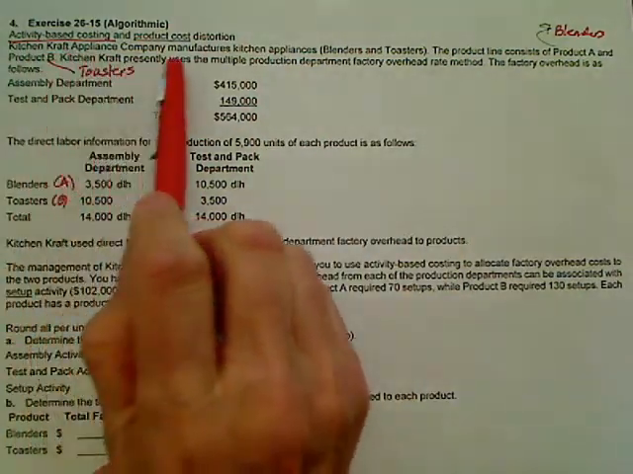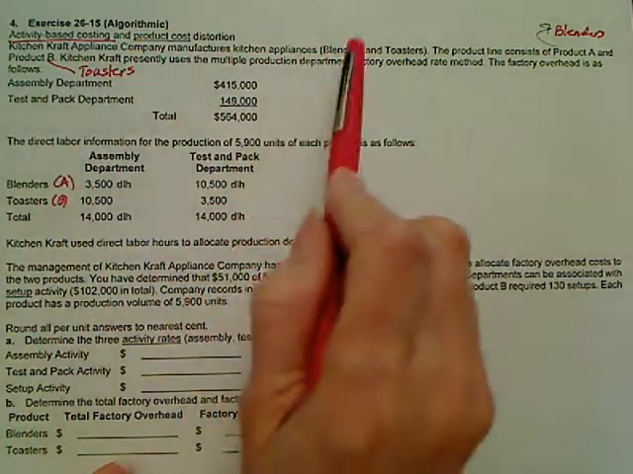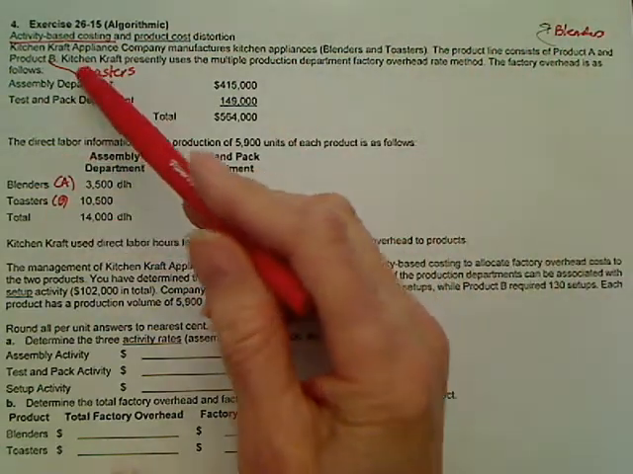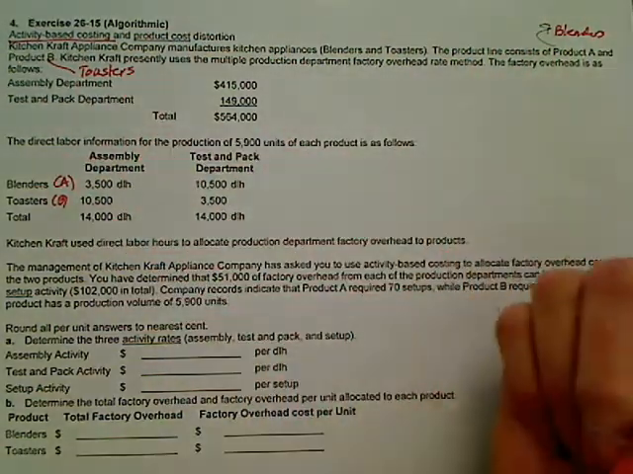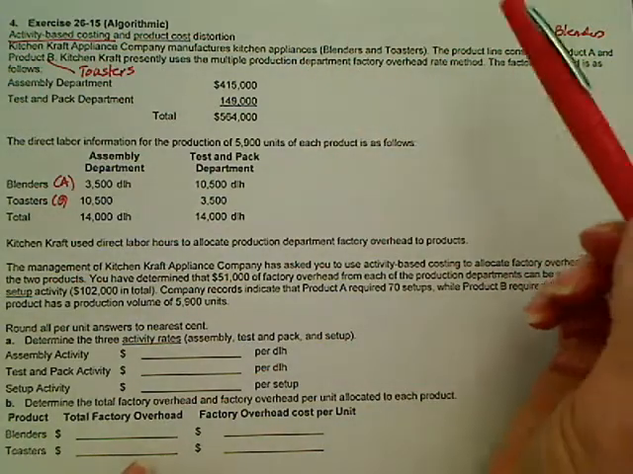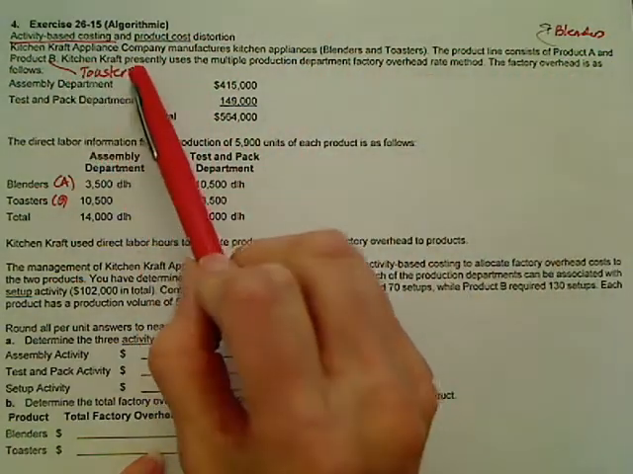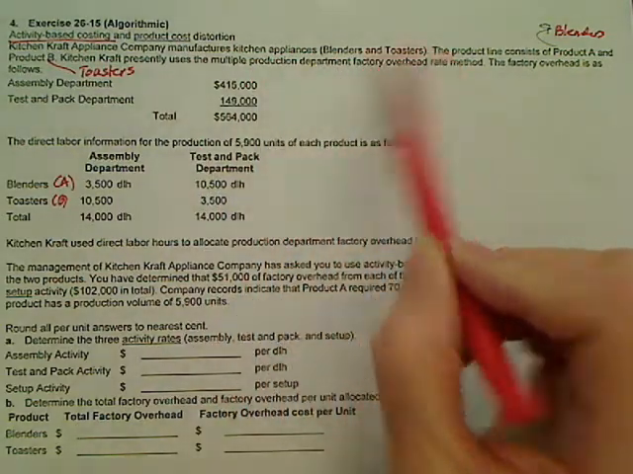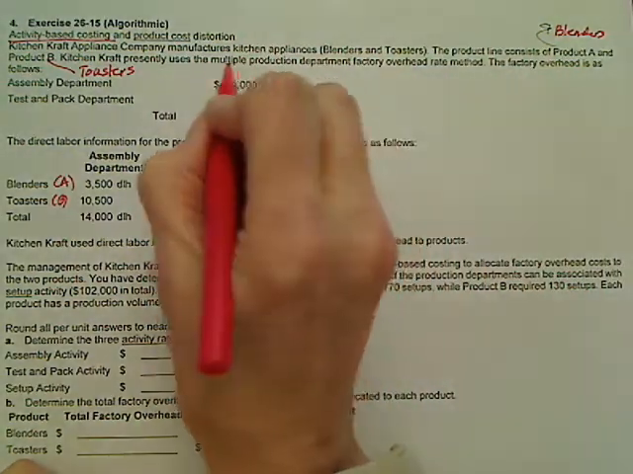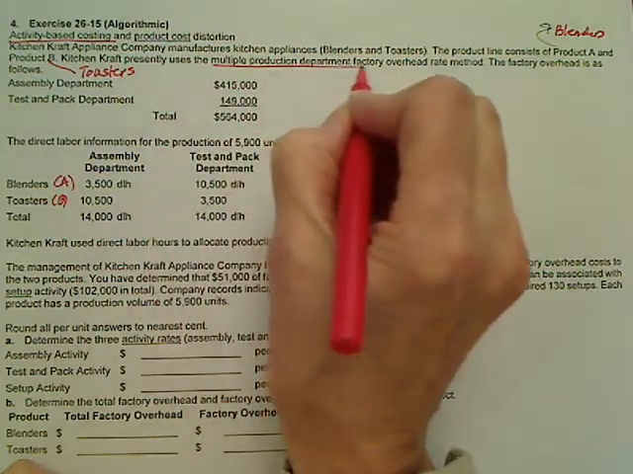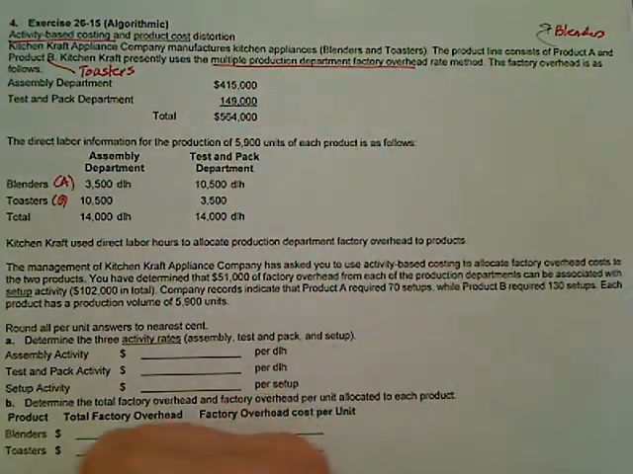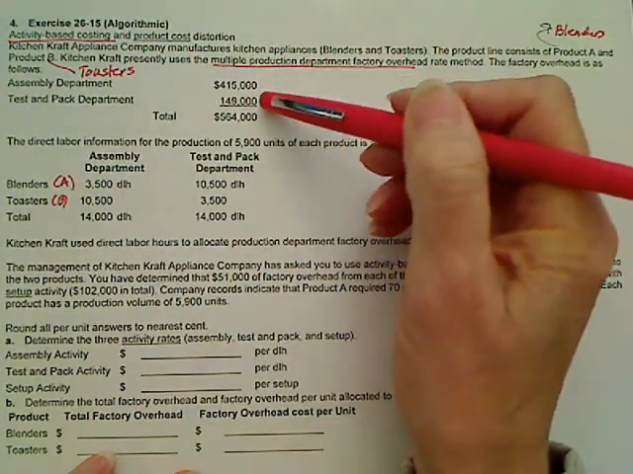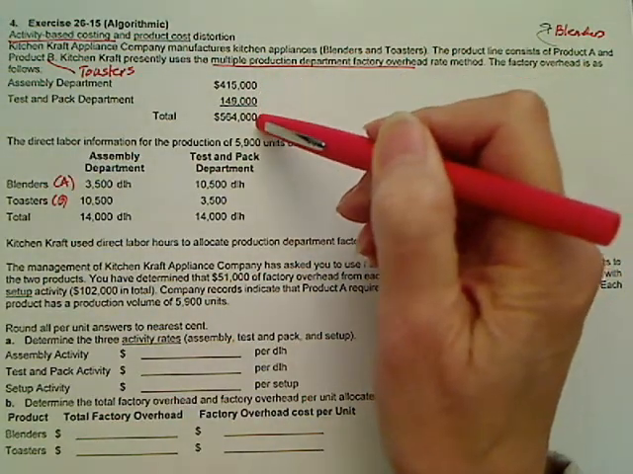KitchenCraft Appliance Company manufactures kitchen appliances, blenders and toasters. So product A is blenders, and product B is toasters. Your handout may have both or one or the other. KitchenCraft presently uses the multiple production department overhead rate method. So it's using the department factory overhead rate method. The factory overhead is as follows.